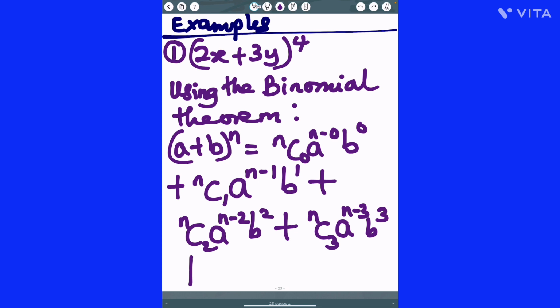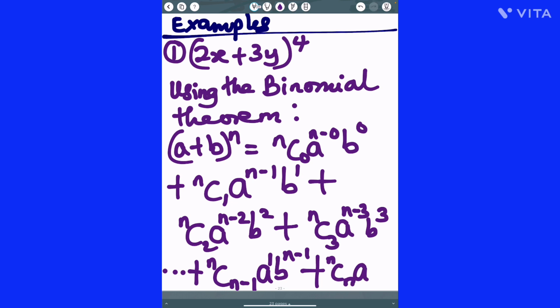Up to the second but last term, which is n combination n minus 1, a raised to power 1, b raised to power n minus 1, plus the last term. Last term is n combination n, a raised to power 0, b raised to power n. So it's a technique. As you write it, you master it with time.